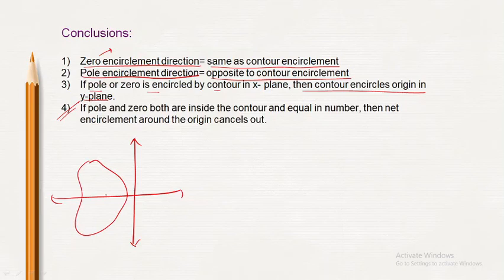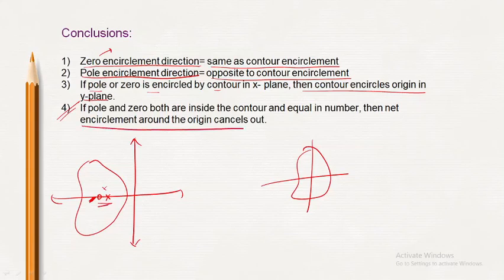And we have seen that you have one 0 and one pole, and initially you only had one pole, so the contour that you were getting over here was encircling the origin. But what if you get 1 0 also inside the same contour? In that case, these two things will cancel out and there will be no encirclement around the origin.